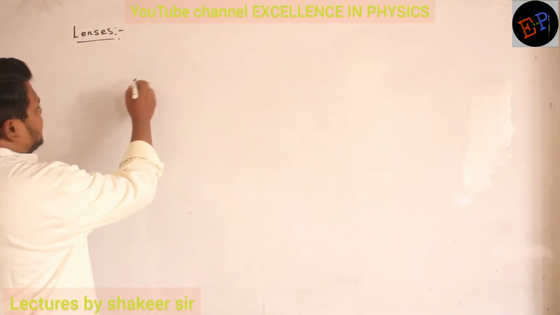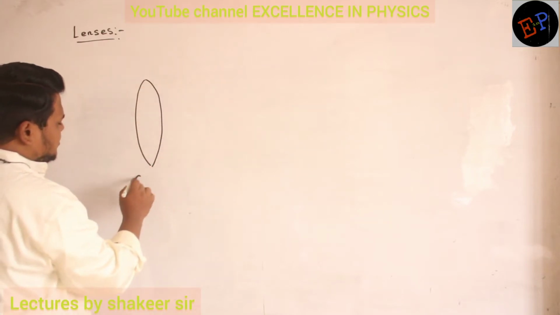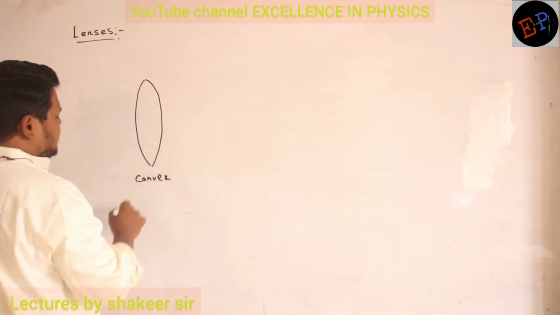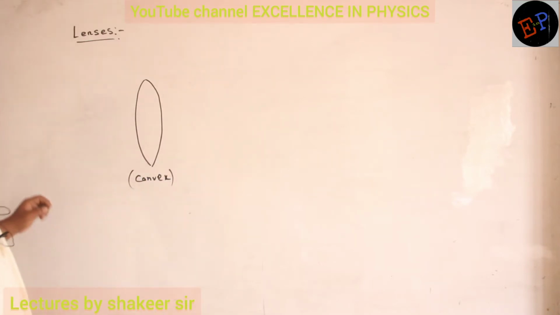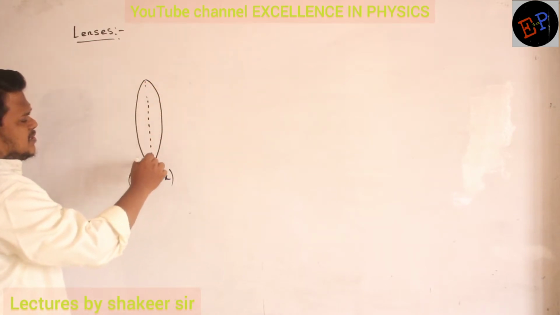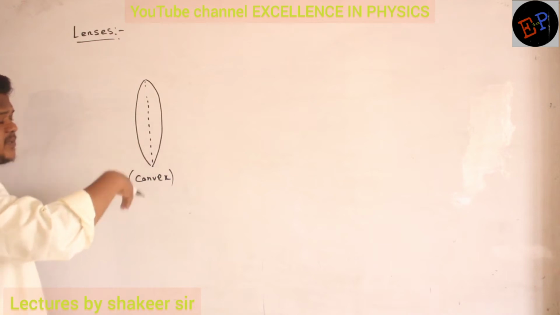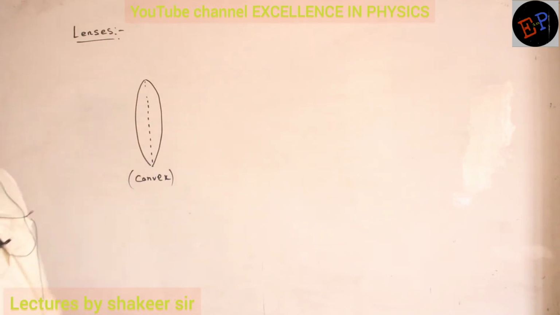For example, if you take a convex lens, this is how a convex lens appears. Or to say more precisely, you can call it a double convex lens also. And this you can call the aperture of this lens. What is meant by aperture? The length through which refraction takes place is called the aperture.